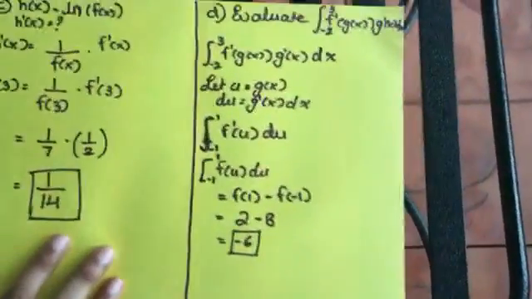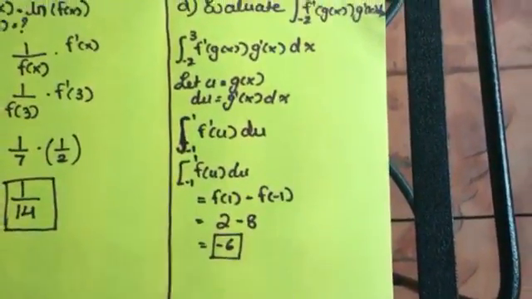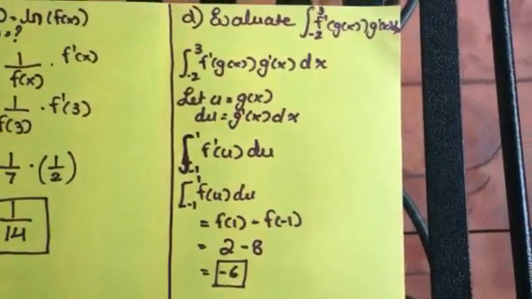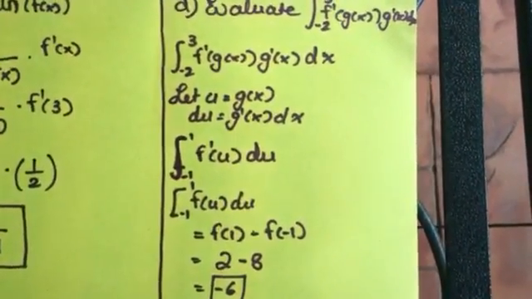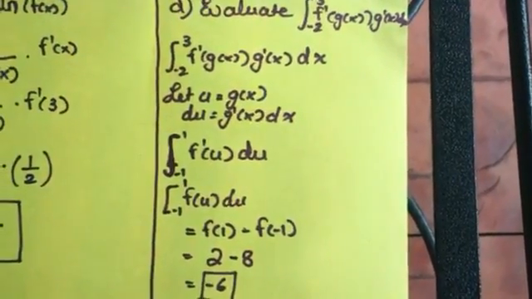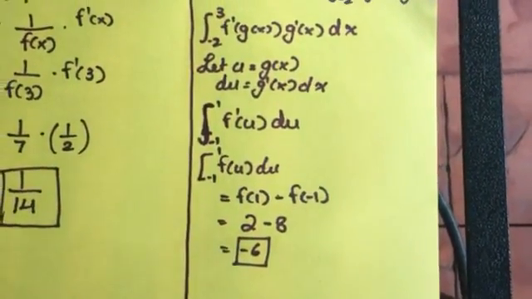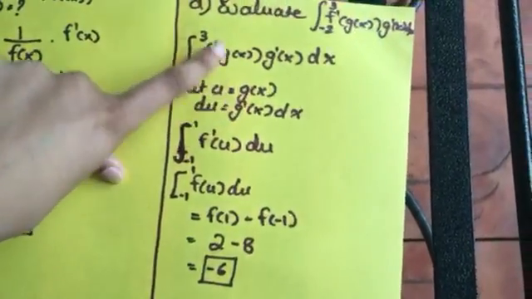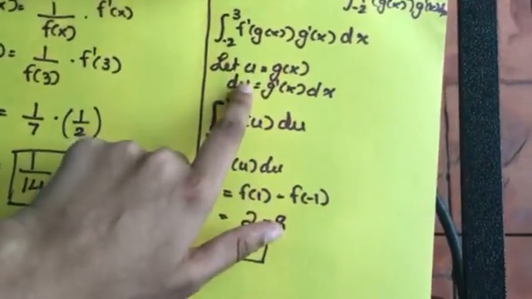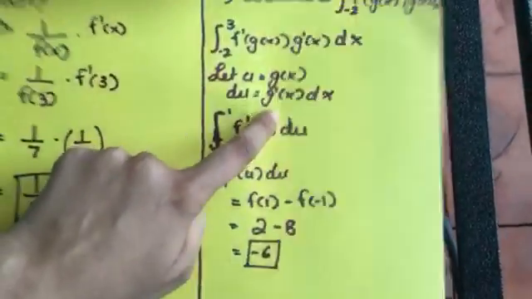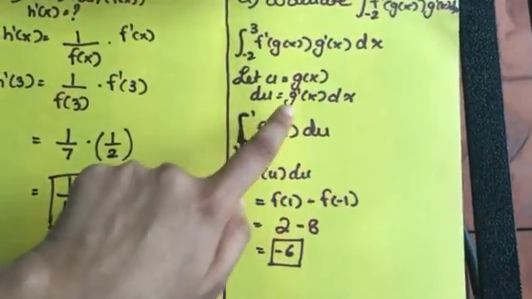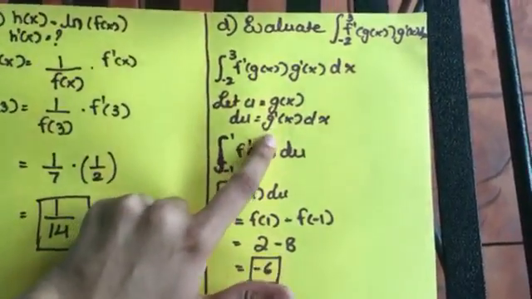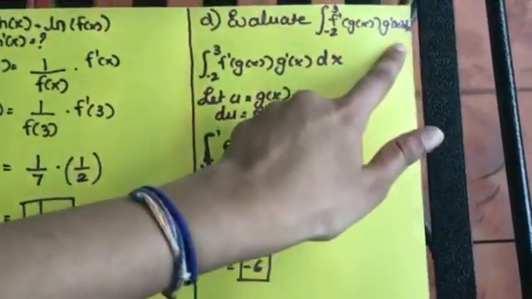Now we're going to go ahead and evaluate the integral. The integral is from -2 to 3 of f prime of g of x times g prime of x dx. There are a couple of ways to do it, but we did it a different way. Let u equal g of x, and if you take the derivative of both sides, you get du equals g prime of x dx. So now you can replace g of x with u, and you can replace g prime of x dx, which is right here, with du.